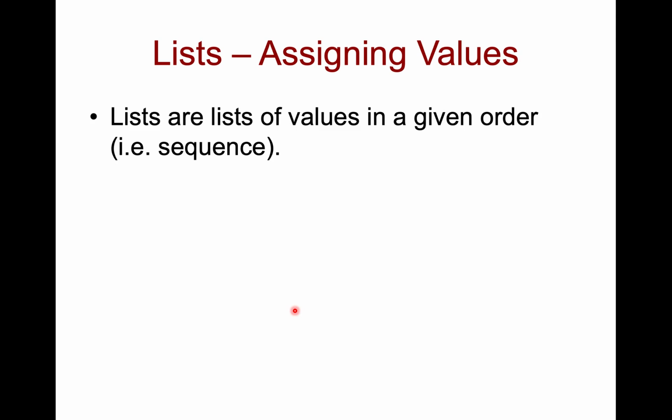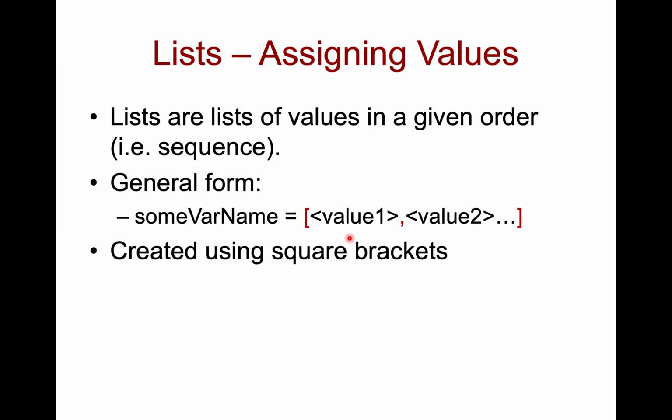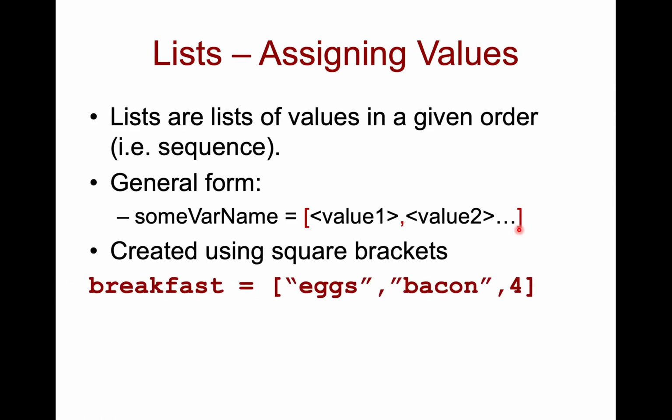Lists are different from strings. They're lists of values in a given order. They're similar to strings in that way. And they have the general form some list name is equal to, and then you have square brackets opening and closing, and inside the square brackets, a series of values separated by commas, as many as you like. We create them using the square brackets. That's what tells Python that you are creating a list.